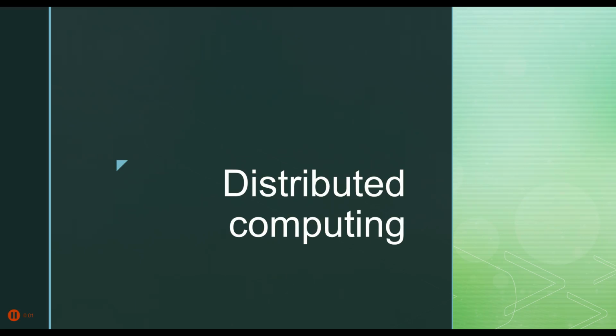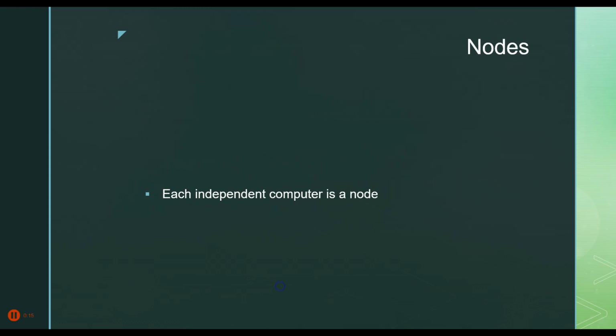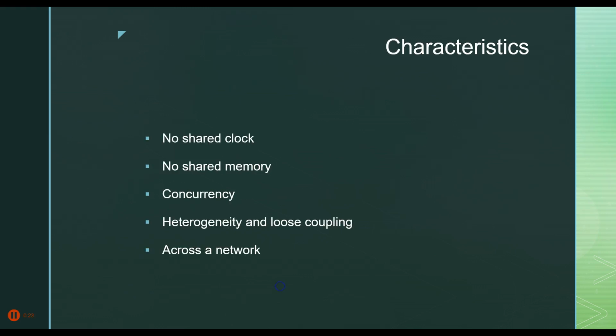Another sort of high-end layer 7 type of service is distributed computing. Distributed computing is when independent computers across a network or the internet are used to accomplish a single goal. Now, each independent computer that we use that is part of our network of computers is called a node.